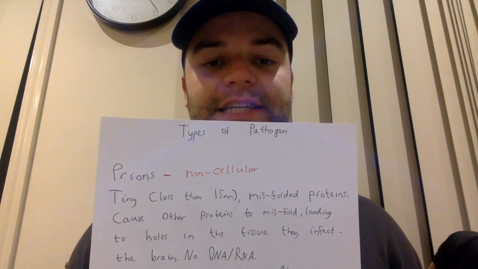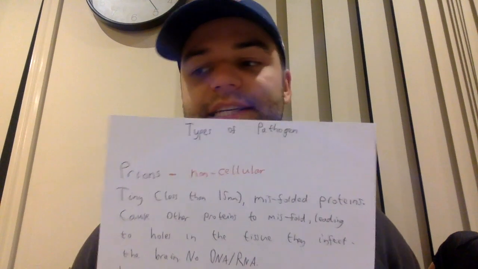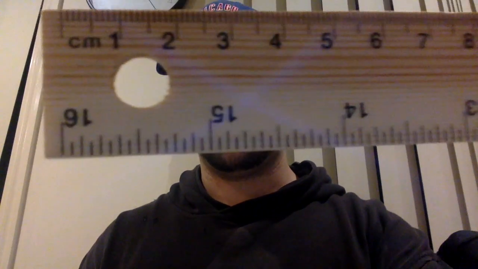These are absolutely tiny. They're less than 15 nanometers. Now, to give you an idea of how small a nanometer is, if you imagine a millimeter on a ruler, there we go.